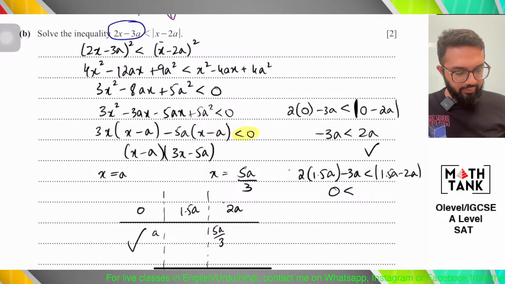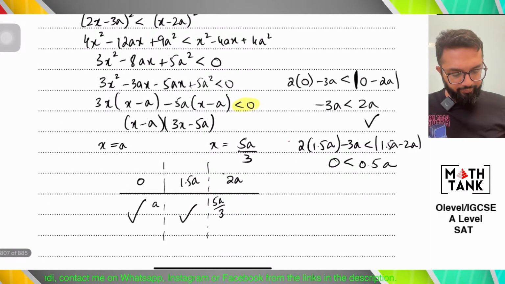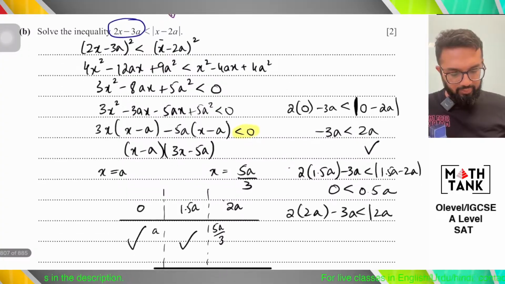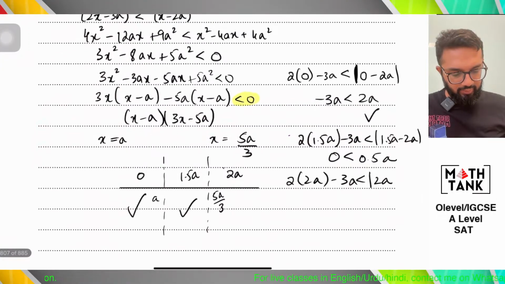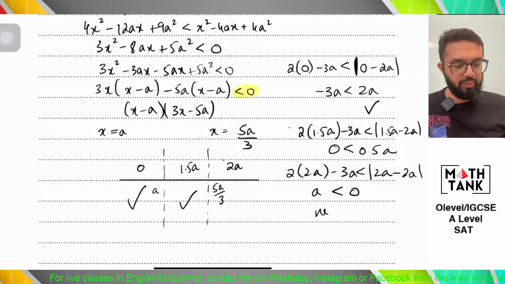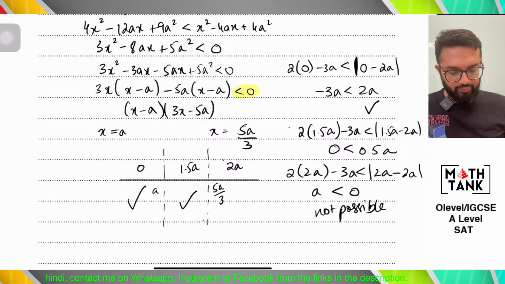A minus 3 is 0 and 0 is less than 0.5a. That area is also valid. And then 2 times 2a minus... So a is less than 0. Not possible. So my answer is in 2 regions. Those are those 2 regions.